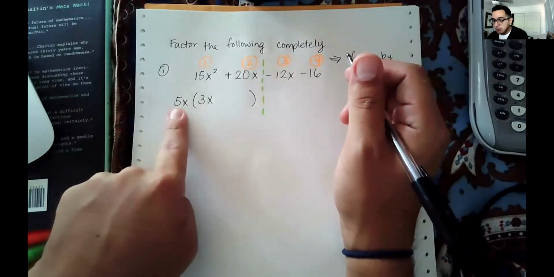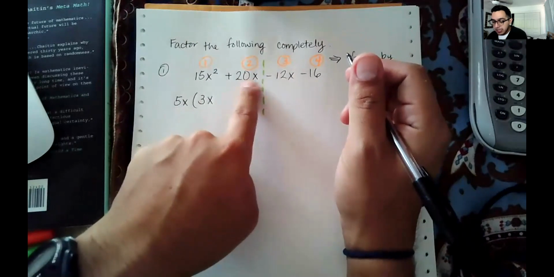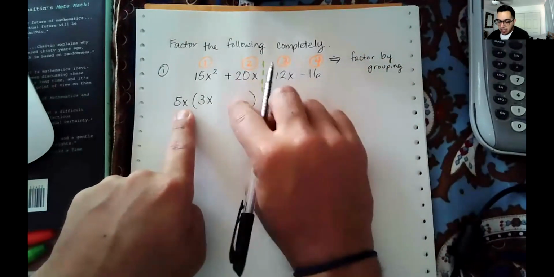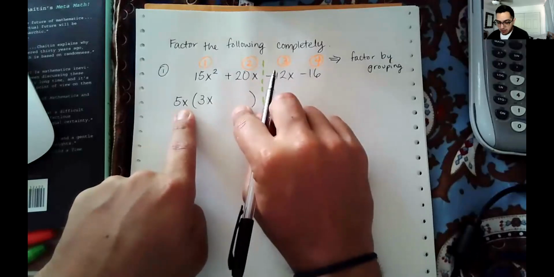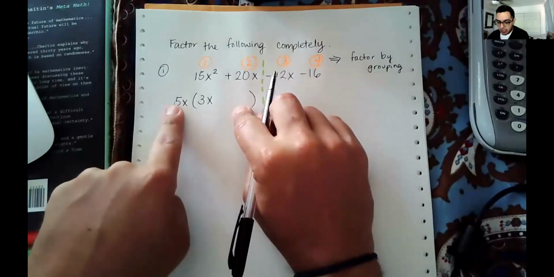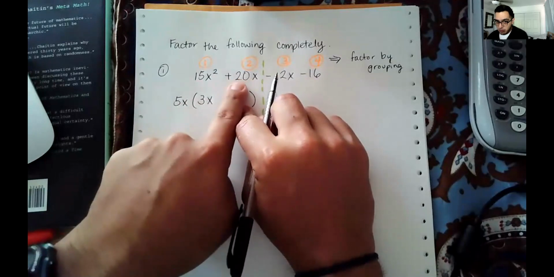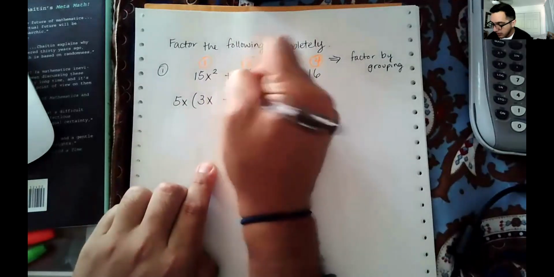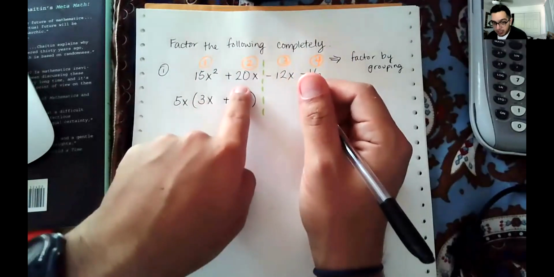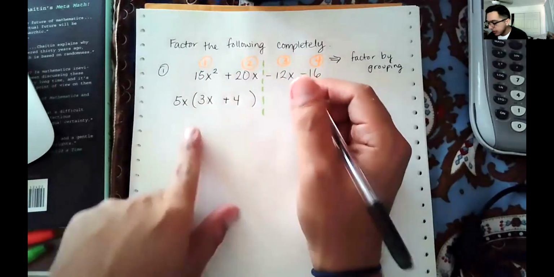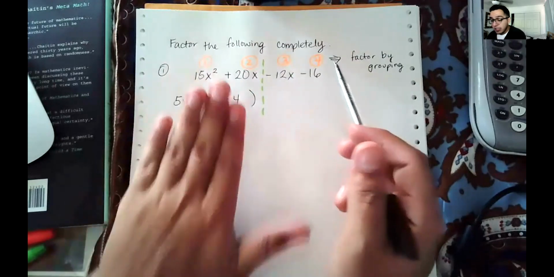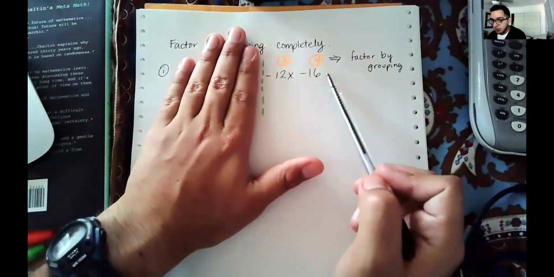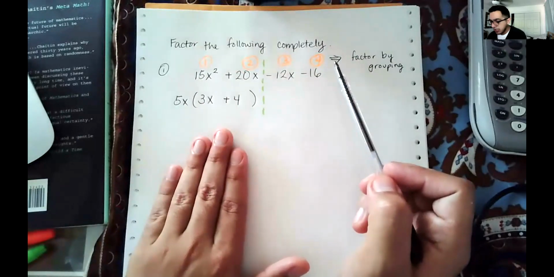Then 5x times what will give me 20x? Well, I already have one x here, so I don't have to put another x. All I have to worry about is what is 5 times something that will give me a 20? 4. Yeah. So we'll put plus 4 here. So 5x times 4 definitely gives you 20x. Okay. Then we'll ignore the first two terms and focus on the last two terms once we have this set up.